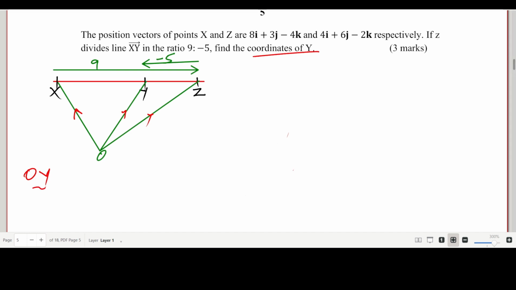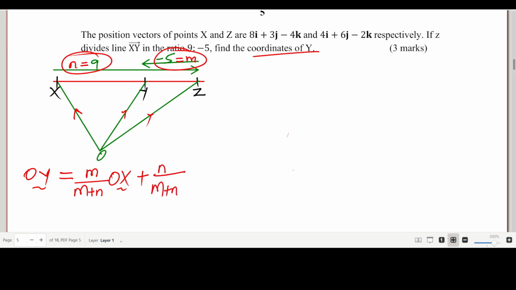And you're going to use the ratio theorem to do this. To begin with, I will let -5 be M, then 9 be N. And this is how we are going to use the ratio theorem. So we shall do it like this: M divided by M plus N, multiply the vector opposite M, which is OX, plus N divided by M plus N, the vector opposite N is OZ. This is the ratio theorem. So we just need to substitute these values.